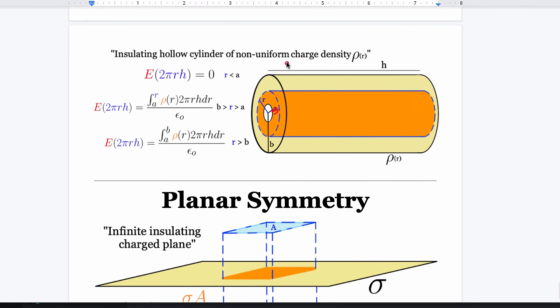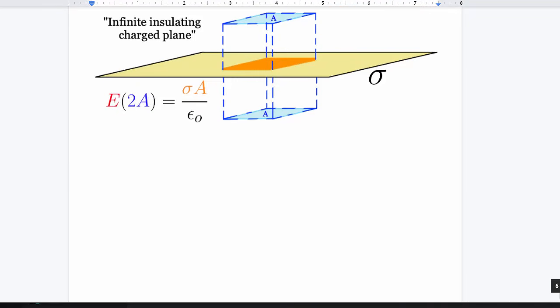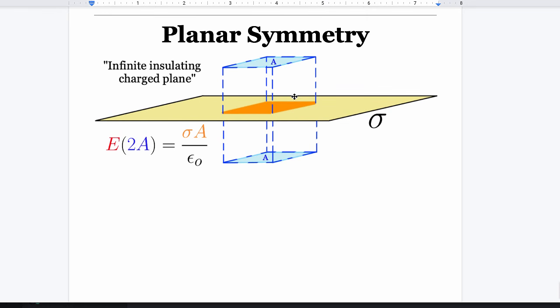Or if you're way out here, if your Gaussian surface is outside the charge density entirely, just go from A, not from 0, to B. And this would be an expression for the total charge of the cylinder. Okay, whew, last one, here we go. That was cylindrical. The last possibility really is just planar symmetry, and this one's almost the easiest. So say you have an infinite plane.